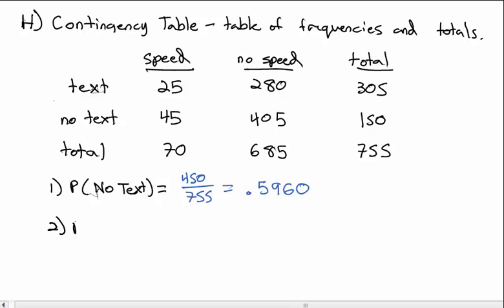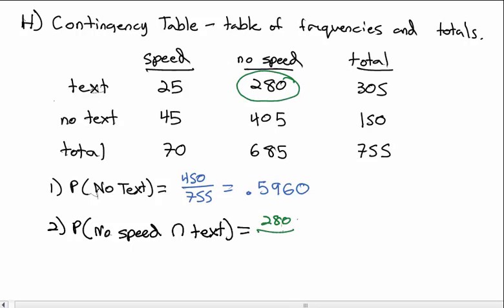How about this one? What's the probability that they get no speeding ticket and they're texting? No speeding and texting. Here we want both of them to occur. So now I look at the no speed column and the texting row. Both of them occur. There's 280 out of the 755 total that meet that requirement. So 280 out of 755, the probability there is 0.3709.